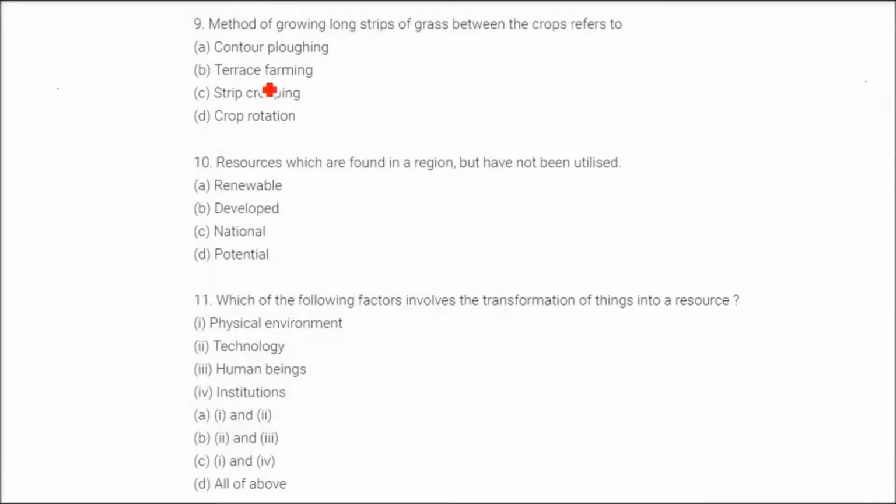Now the next question is: method of growing long strips of grass between the crops. It refers to what? The answer is strip cropping. So cropping is done here in strips and in between we grow grasses in order to avoid or weaken the speed of the wind.